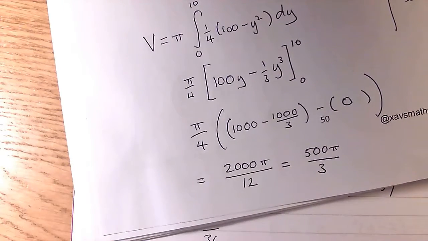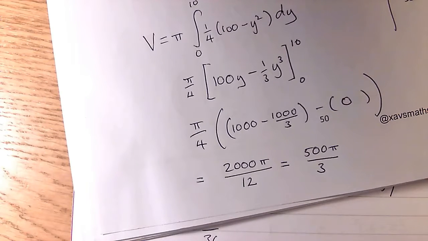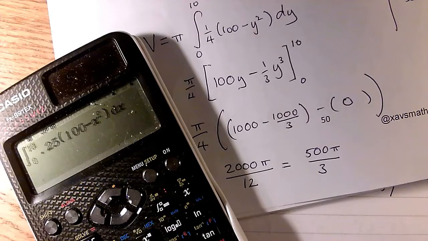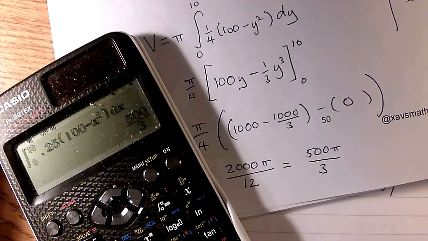And if I'm feeling really stupid, I can type that integral into my calculator. There it is. Of course, I have to use x, not y, as the letter. Press equals: 500 over 3. And of course, the pi you put in by hand. Marvellous.